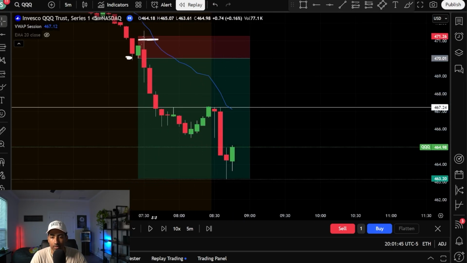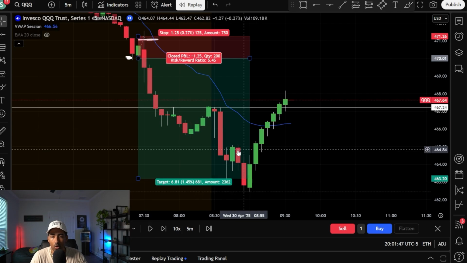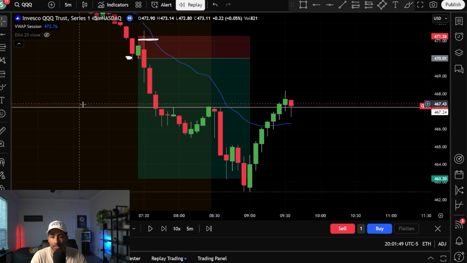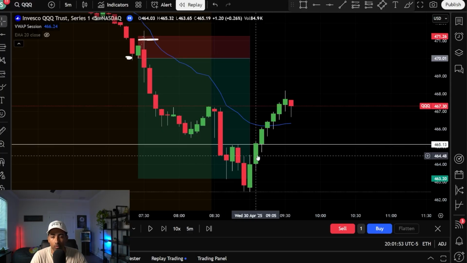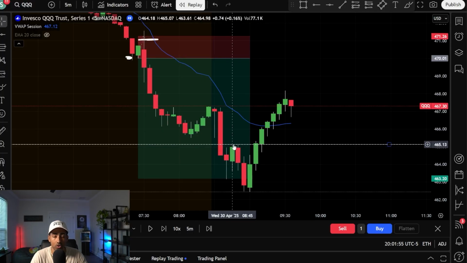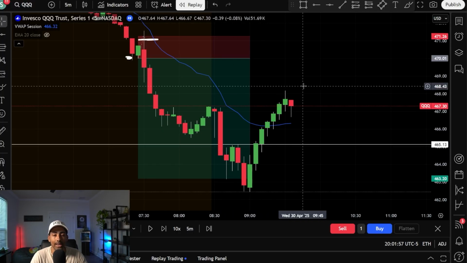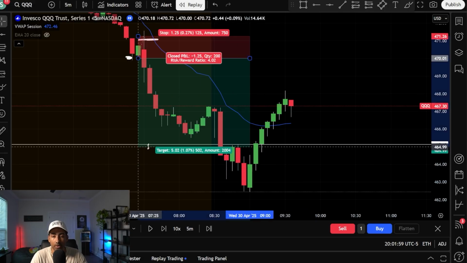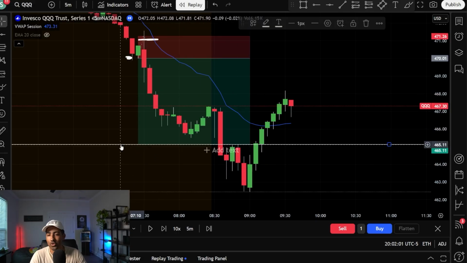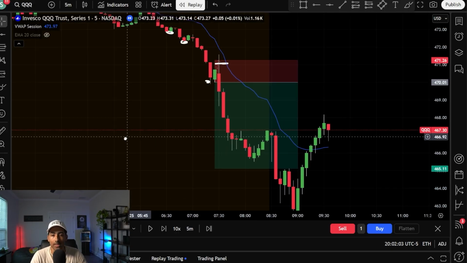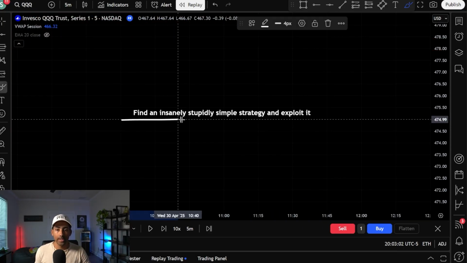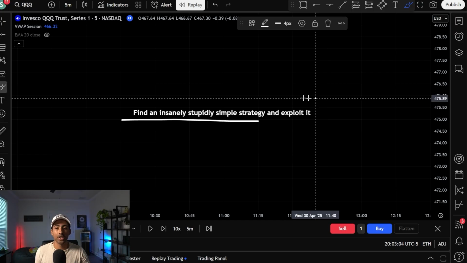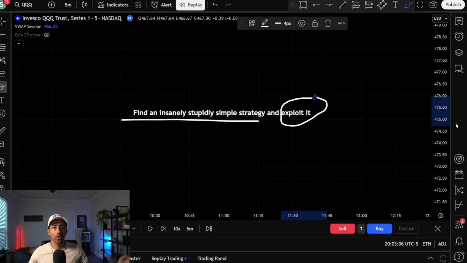And let's see if there is a trend shift here. Okay, here is where our trend shift ends up being. So we can see right there, we have a trend shift. If we break this high right here, this is showing that we're looking to change character and continue to the upside. So this is where my final exit would be. This strategy is insanely, stupidly simple, and it happens every single day. This is the name of the game right here. Find an insanely, stupidly simple strategy and exploit it, right? That's what I want you guys to do.